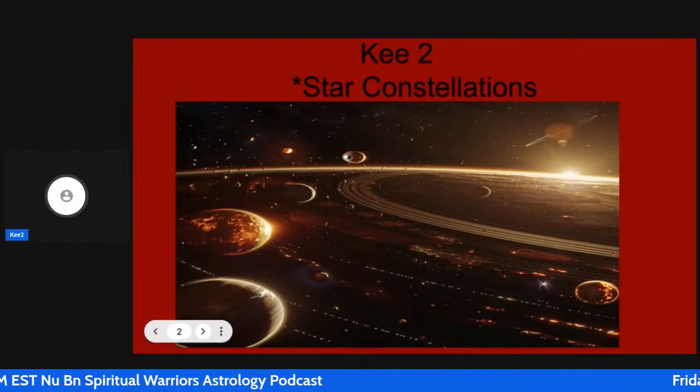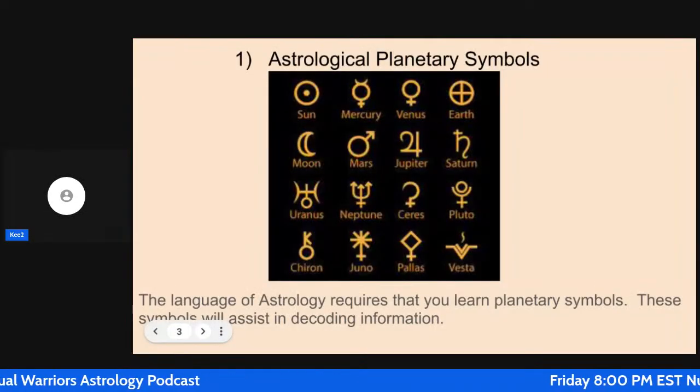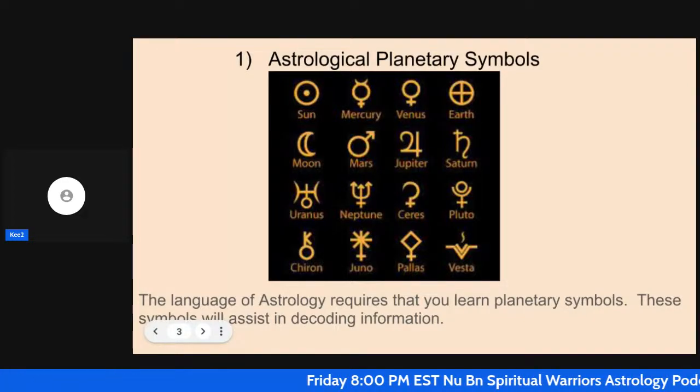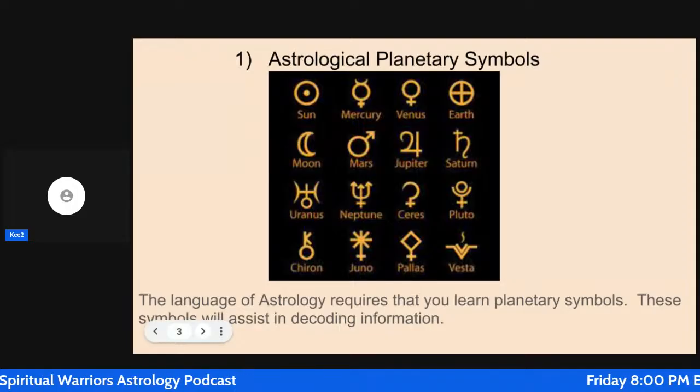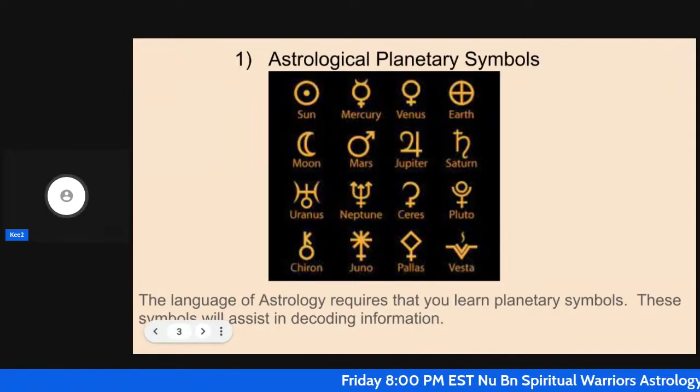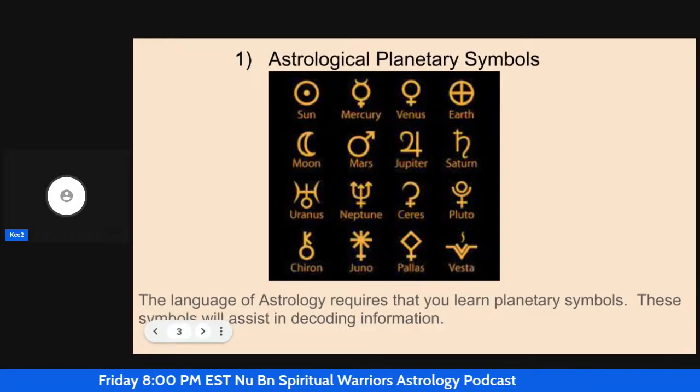Star constellations. The astrological planetary symbols are the basic language of astrology. The language of astrology requires that you learn planetary symbols. These symbols will assist in decoding information.